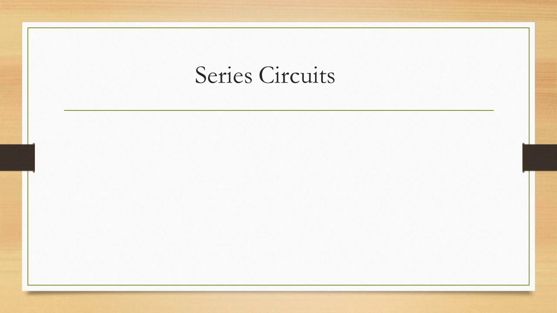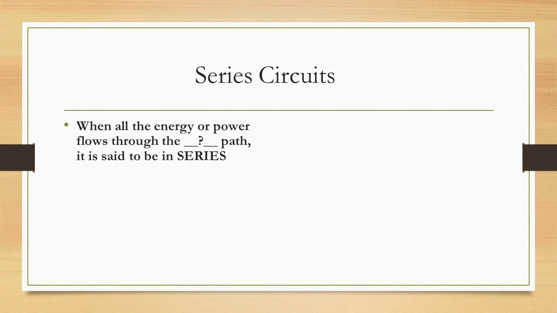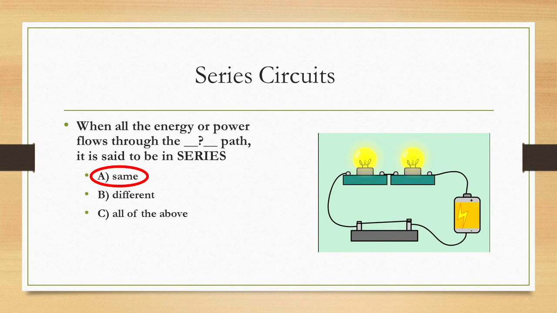To start, we will review basic principles of a series circuit. So when the energy or power flows through the blank path, it is said to be in series. So is the answer A, the same path, B, a different path, or C, all of the above, so a same and different path? And the answer is A, the same path. And this can be seen by this diagram, as the circuit path is in one fluid motion throughout the circuit. So you can see that the electrons can flow through in one single path, making it a series circuit.